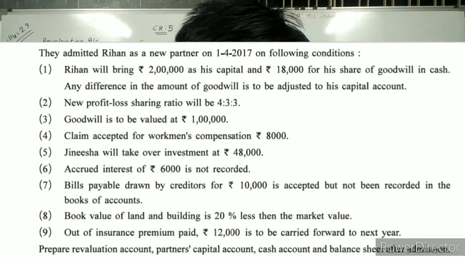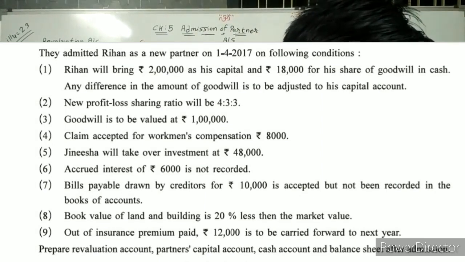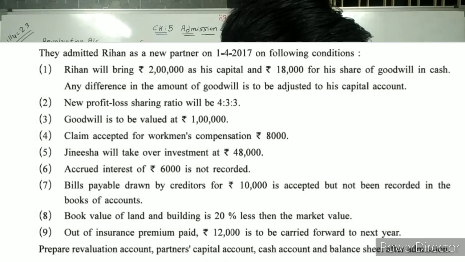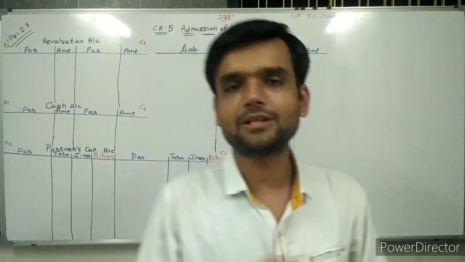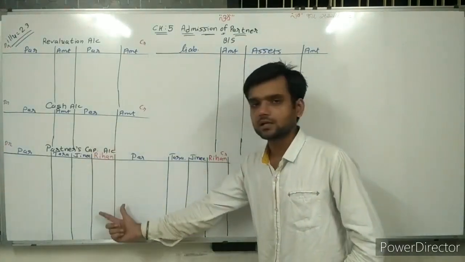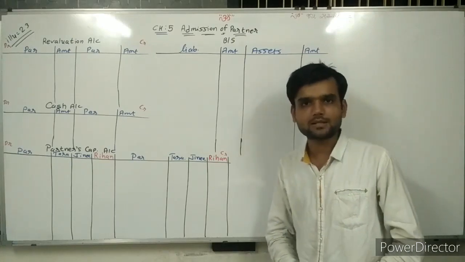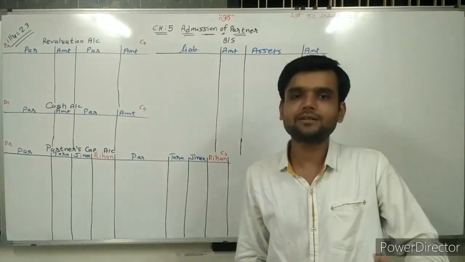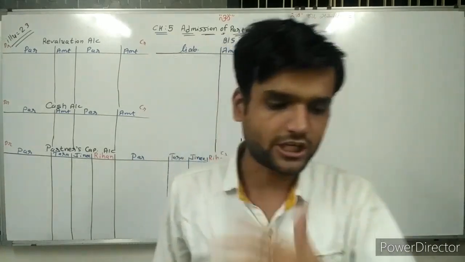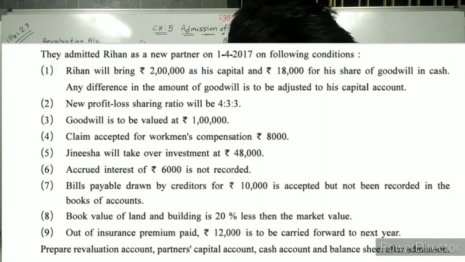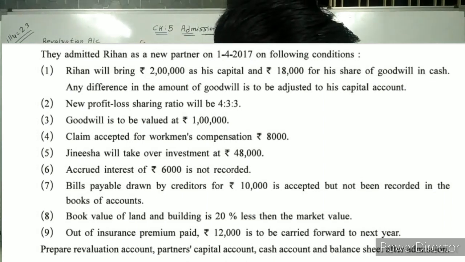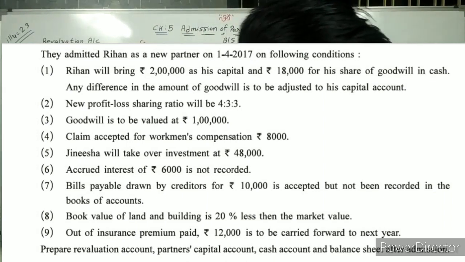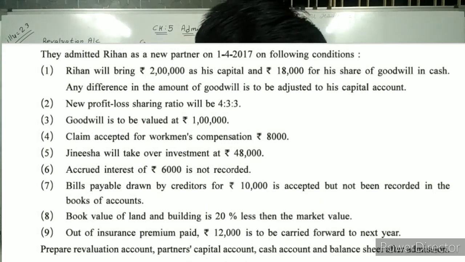Checking additional information. They admitted Rihan as a new partner on 1/4/17 on the following conditions. Now sir, they admitted Rihan, so the third column is the Rihan column. So three partners. In future, Rihan will enter our business. Going ahead, adjustment number 1. Rihan will bring 2 lakh as his capital and 18,000 for his share of goodwill in cash. Any difference in the amount of goodwill is to be adjusted to his capital account.